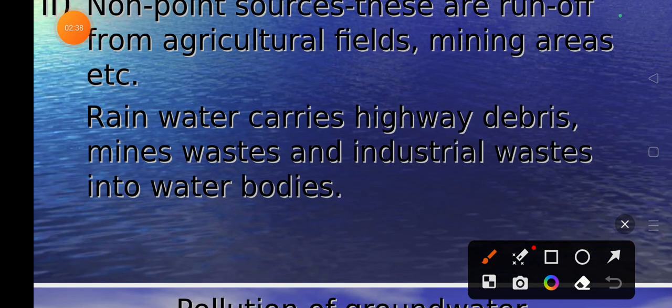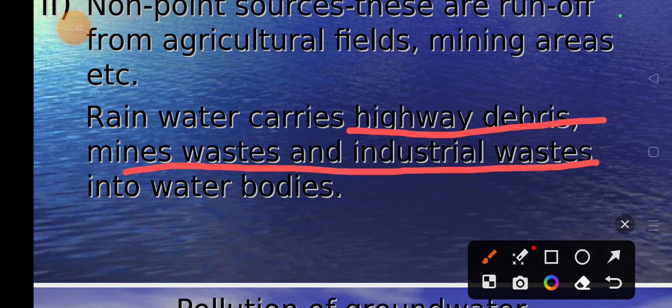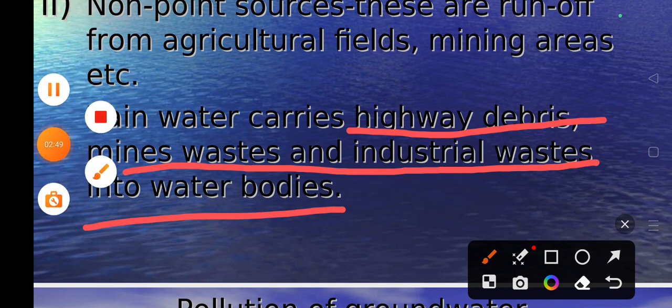Rainwater carries heavy debris, mine waste, and industrial waste into the water bodies. That's what we have seen, and by that the total pollution of water is happening.